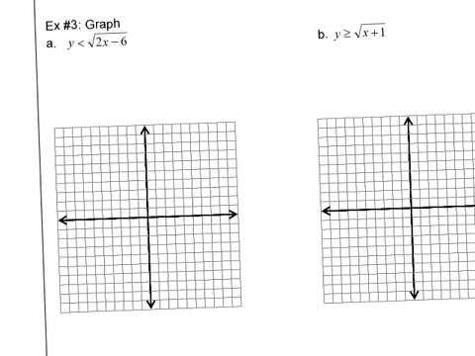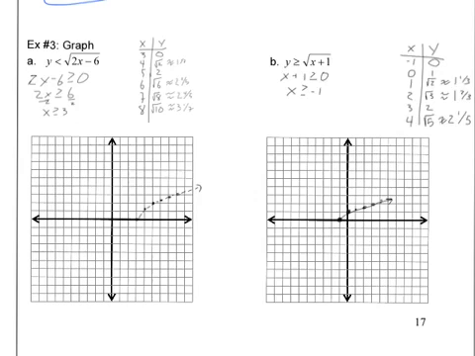Okay, for both of these ones, I'm going to tell you to go ahead and find your domain, and make a t-chart, and just graph the lines. The only thing that you need to worry about here is that this one is going to be a solid line because it's greater than or equal to, and this one is going to be a dotted line. So just make your lines, and then I'll show you how to do the shading.